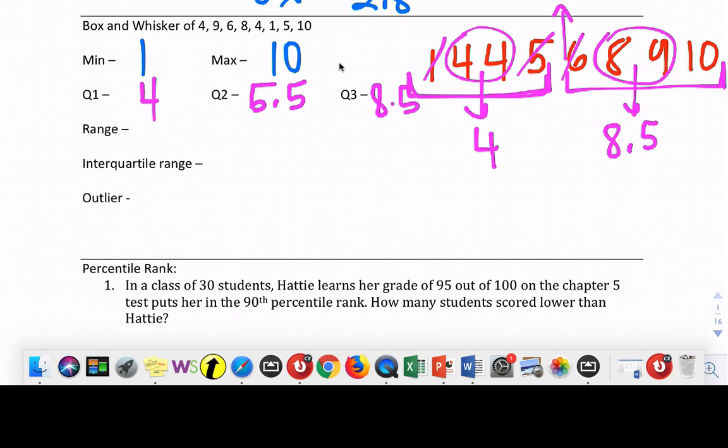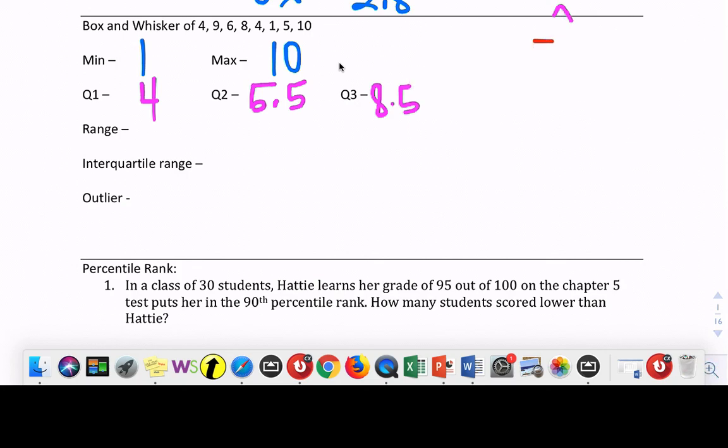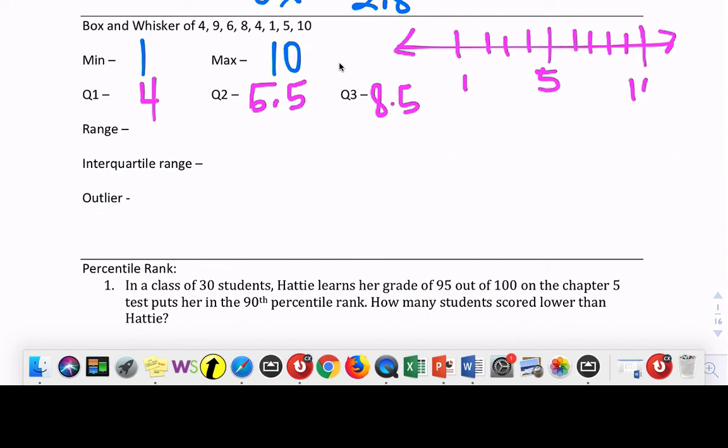All right, let's use that and make a box and whiskers plot. So I will erase some of my work here. To make a box and whisker plot, we know that the min is 1, the max is 10, so we should go at least from 1 to 10. So let's say this is 1, 2, 3, 4, 5, 6, 7, 8, 9, 10.